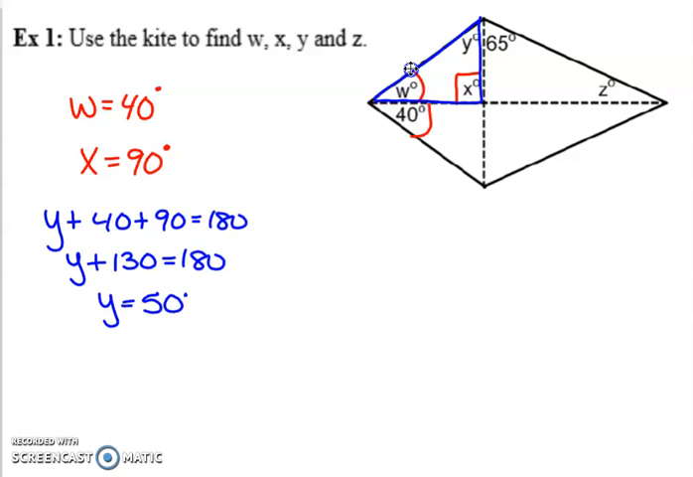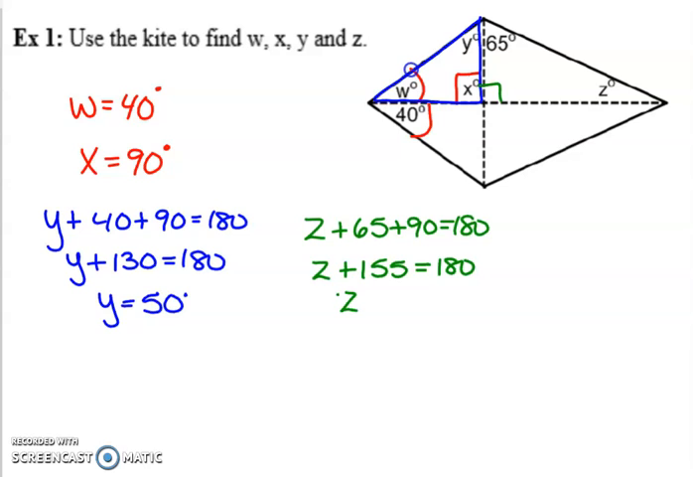And so lastly, that leaves us letter Z. Letter Z is over there on the right. Again, I know I have a right angle, so if I'm using that triangle, Z plus 65 plus 90 equals 180. So this is 155. And so that means that your Z is 25 degrees.